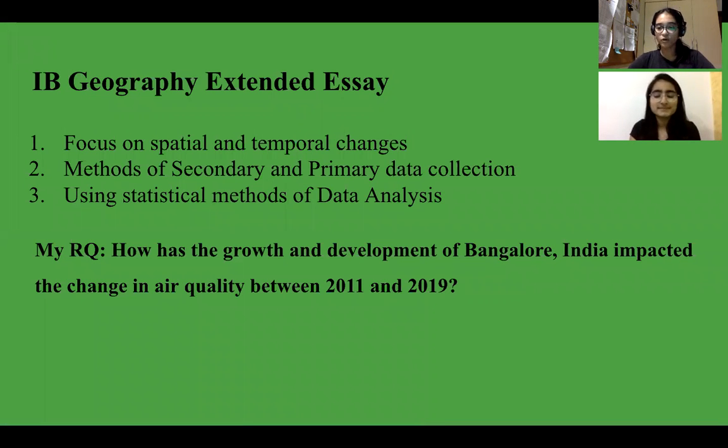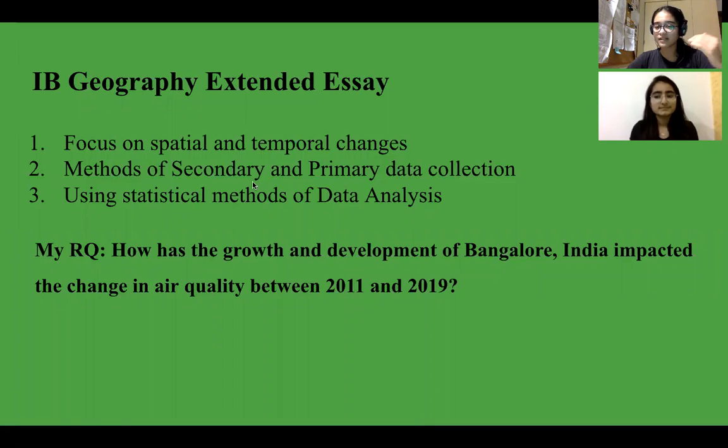So, what is the Geography Extended Essay about? Like all of the other EEs, it's a 4,000 word essay, but for geography, you have to focus a lot on spatial and temporal changes. So, this means we have to include a lot of maps and a lot of graphs which show how one factor has influenced another factor over a period of time.